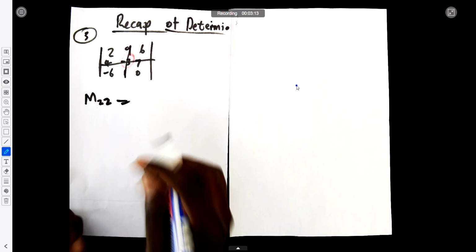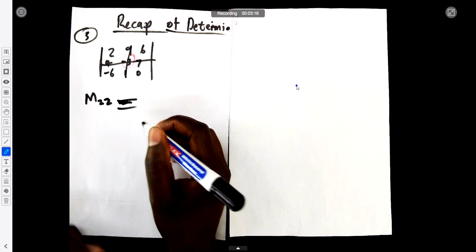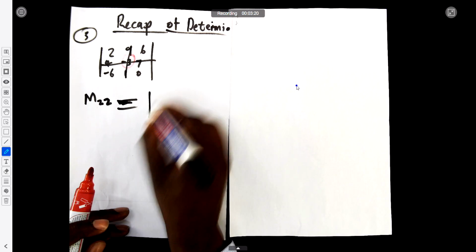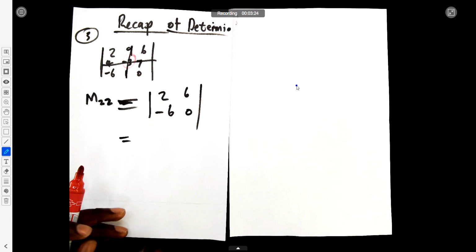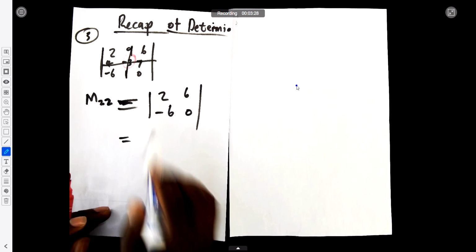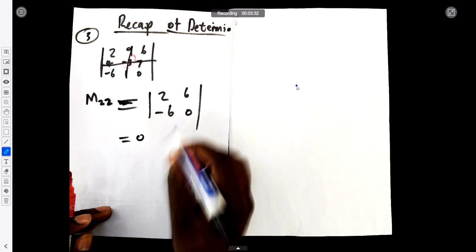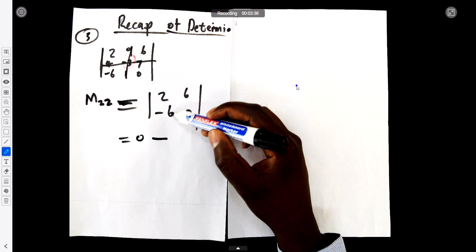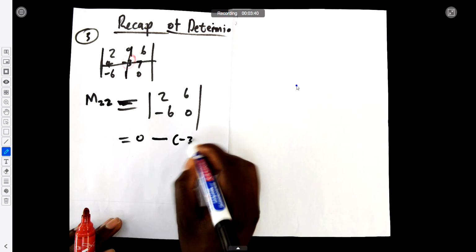So M22 is equal to the minor, which is 2, -6, and 6, 0. So I hope you see that now the minor of the element -3 is equal to 2 times 0, so it is 0. Then we have minus -6 times 6. -6 times 6, so we have -36.